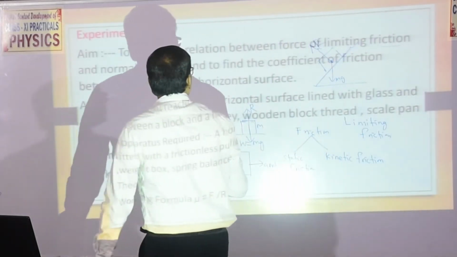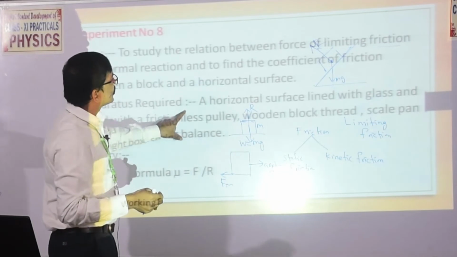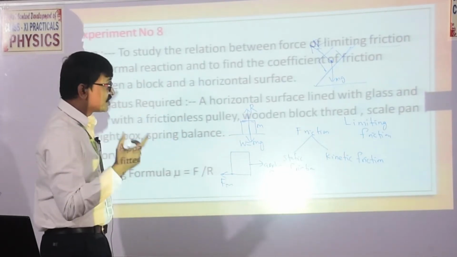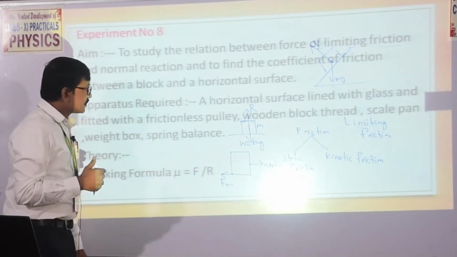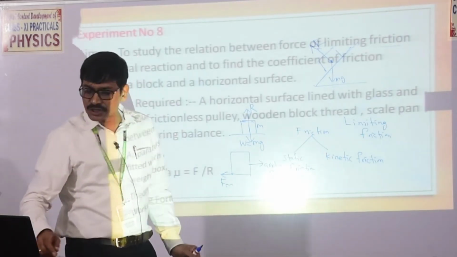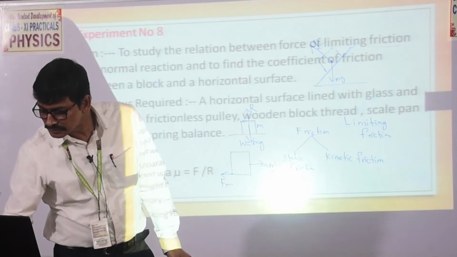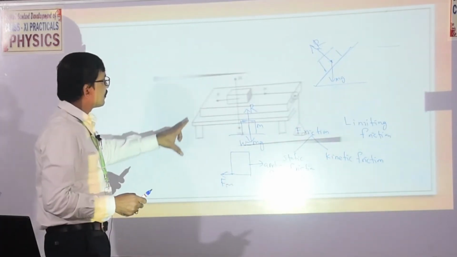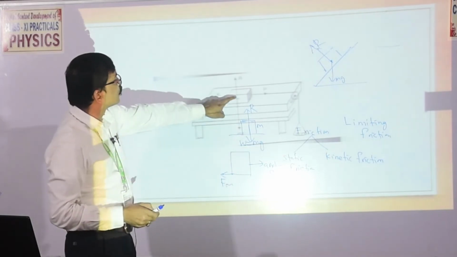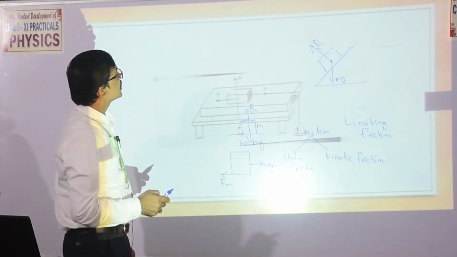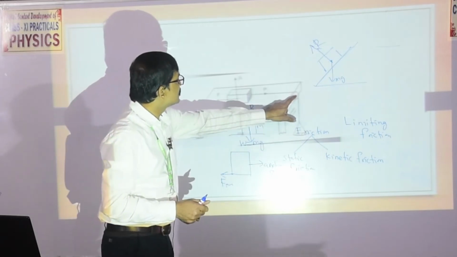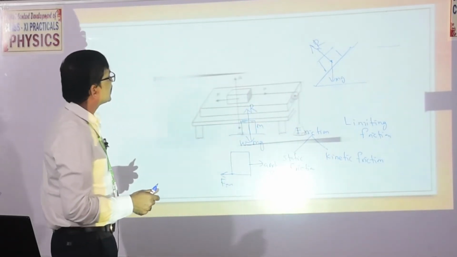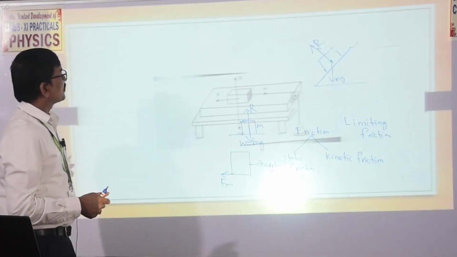This is our experiment. We will draw the graph between the limiting friction and normal reaction. Then we will find out the coefficient of friction. Then what are the apparatus required for this? Now you can see the apparatus. This is a wooden block, this is a pan, this is a pulley, and this is the friction table. These are the apparatus required.